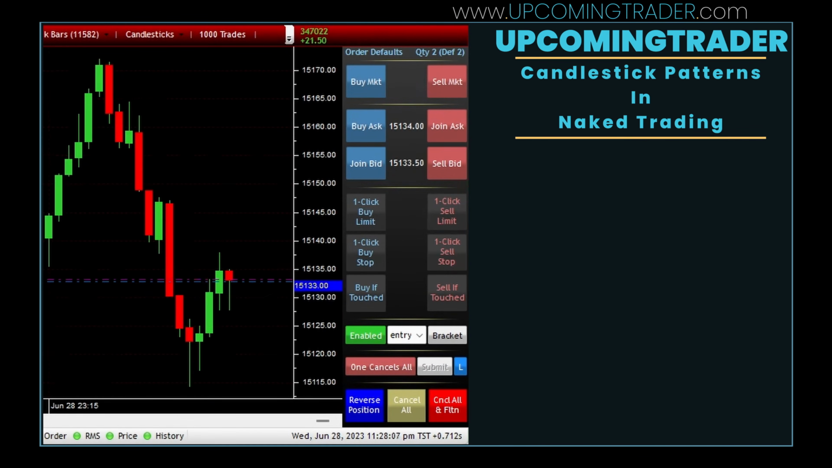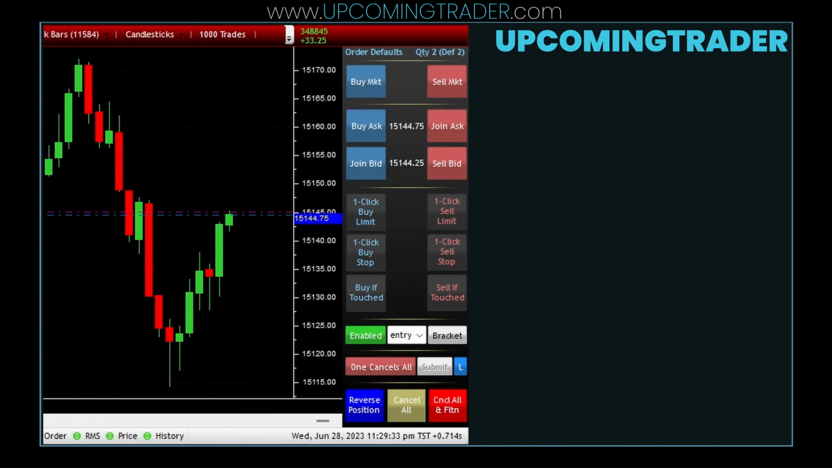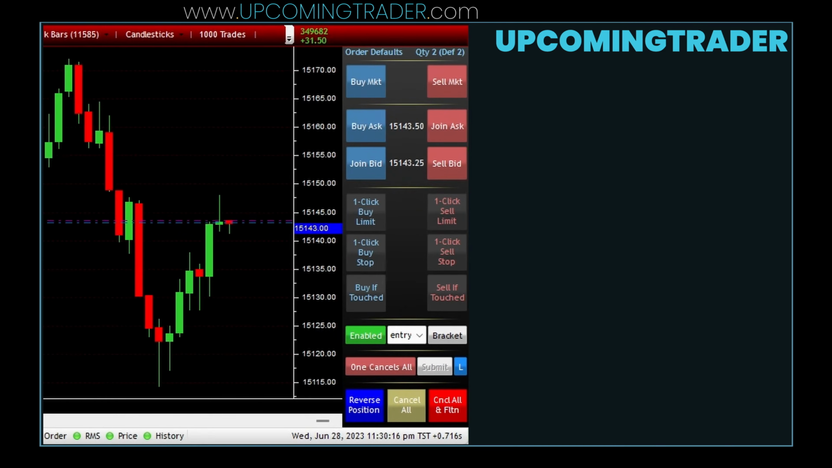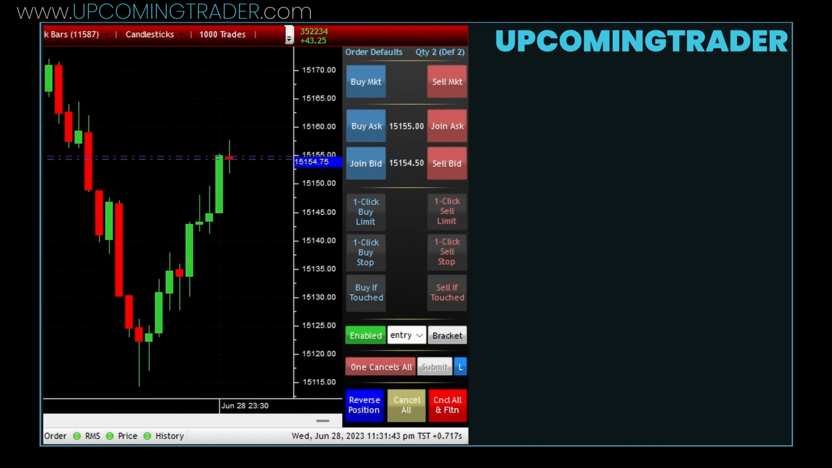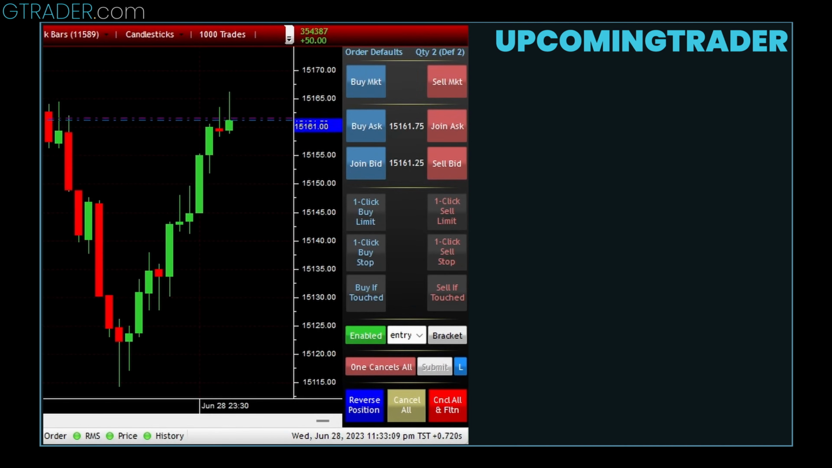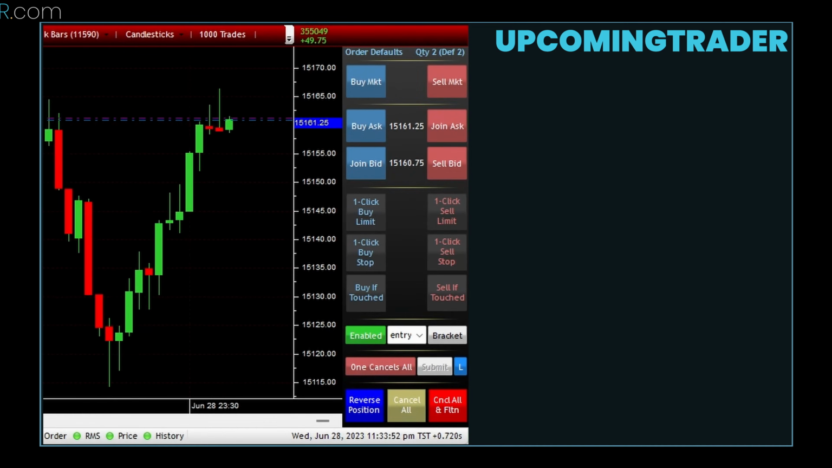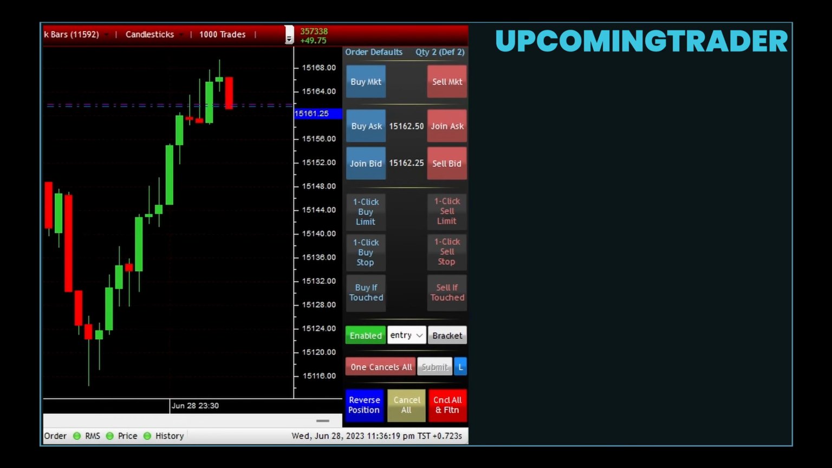There are also candlestick patterns. Specific candlestick patterns such as the doji or engulfing patterns also play a crucial role in naked trading. These patterns are actually a representation of underlying market structures that are developing, where the buyers and sellers are doing business at certain levels, and therefore these patterns will emerge.